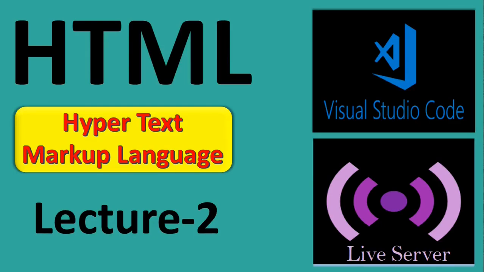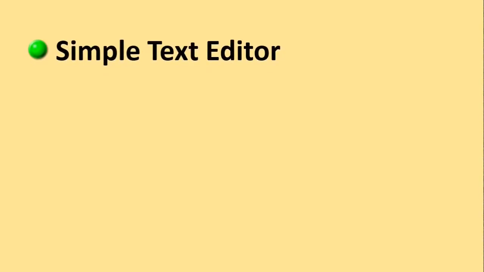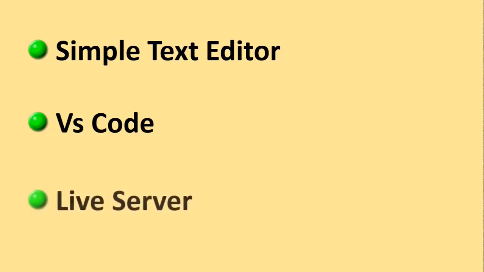In this lecture, we are going to study Visual Studio Code and Live Server. Now let us see the topics we are going to cover in this lecture. First, we are going to understand the simple text editor given in your operating system to edit and run the HTML code. Secondly, we are going to see the installation of VS Code along with running a simple HTML program in the VS Code editor. Then we will install Live Server, which is an extension provided in VS Code itself, and we are going to see the use of Live Server.